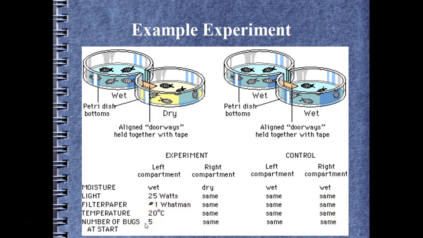We're going to put 5 bugs in each container at the start, and then we're going to observe the movement of those bugs. So our dependent variable would be the populations of bugs at the end. If all of these dry bugs move into this wet environment, we could reasonably conclude that the bugs prefer a wet environment. If the control group moved relatively equally, then we would have a different motion in this side than in this side, and because we kept everything else the same, we could reasonably conclude that it was because of our independent variable, because of our change.